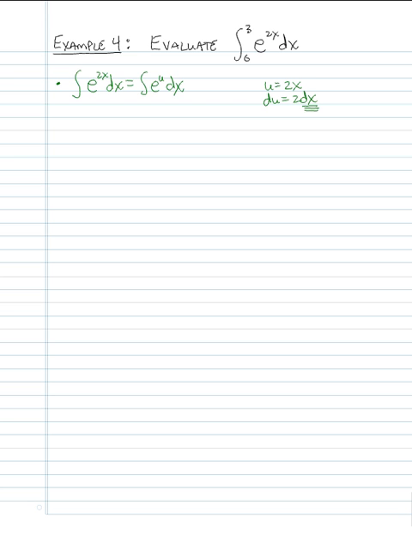So we solve for dx by multiplying both sides by 1/2. So we end up with 1/2 du is what dx is. So what we're doing then, remember, is we're replacing this with 1/2 du. And as soon as we do that, we'll recognize that we can factor out that 1/2, won't we? So we'll have a 1/2 times the integral of e to the u, and the du will still be there.